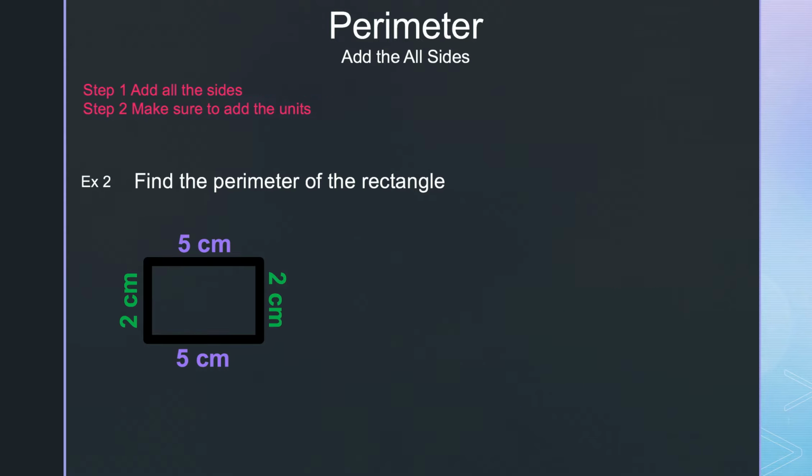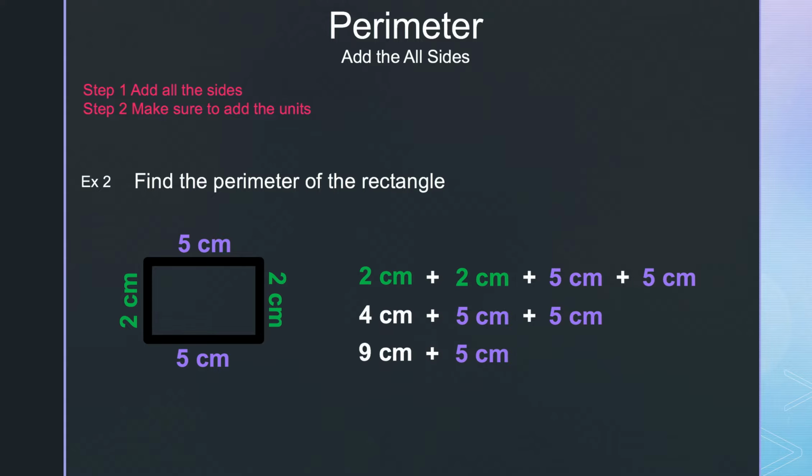So let's go ahead and take a look at example 2. We're going to go back to adding all the sides to show you what the perimeter is. And so let's go ahead and do step 1. And now we can go 2 plus 2 is 4. 4 plus 5 is 9. 9 plus 5 is 14. So the perimeter of this rectangle is 14 centimeters.